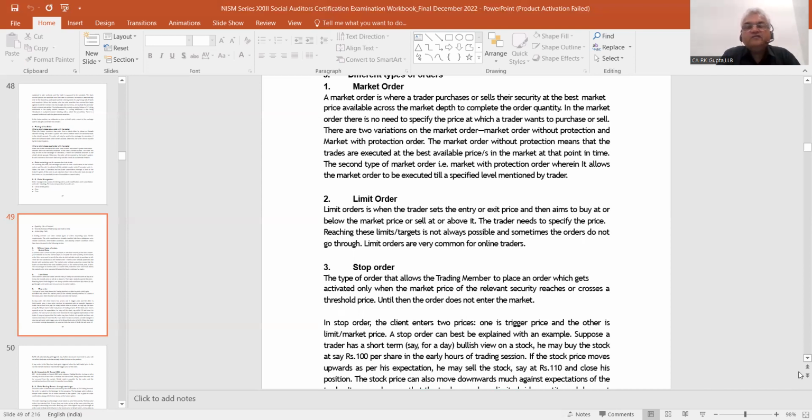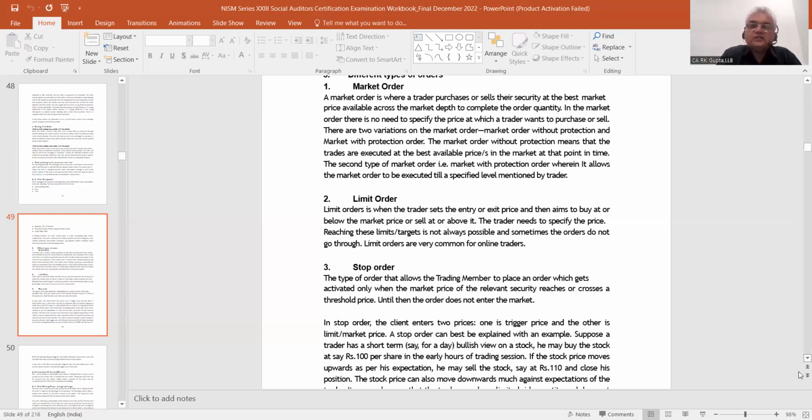If I want to sell, but I would like to sell only when it crosses say 5,000 mark. Or I want to buy, but I will buy when the price falls below say 1,000 mark. So this is the stop order which gets activated only when the market price of the relevant security reaches or crosses a threshold price.